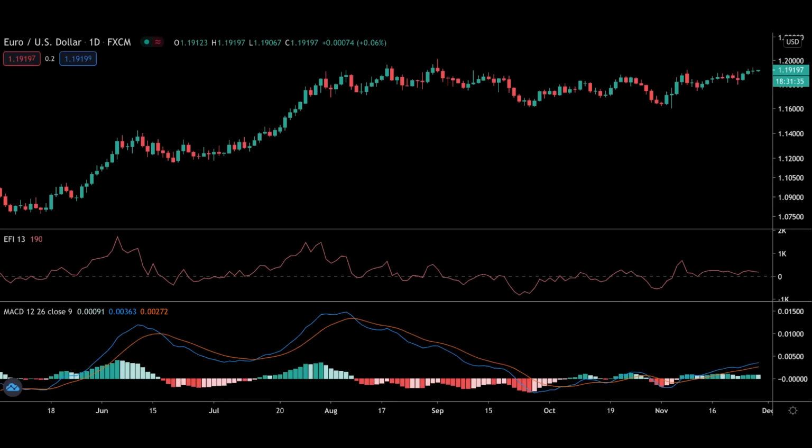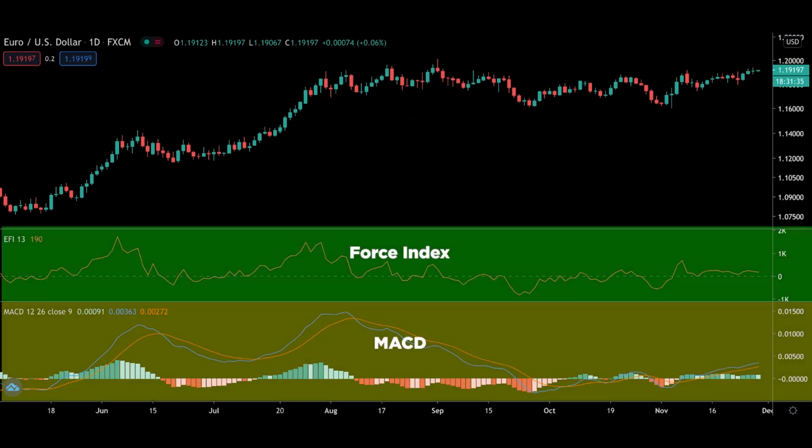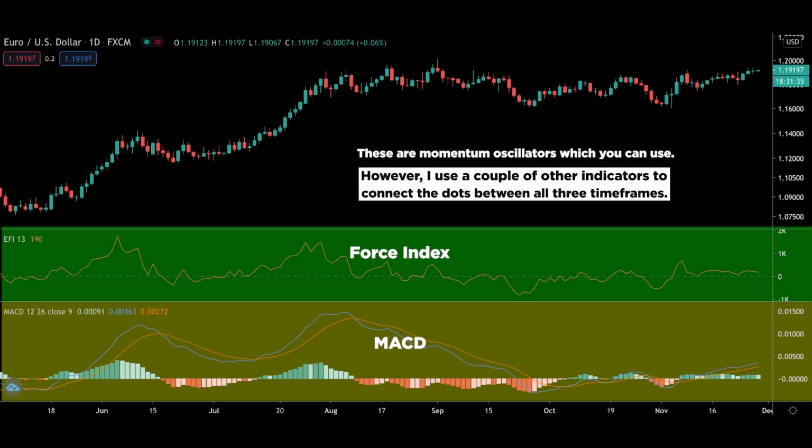Now let me show you how to use the triple screen. For this illustration, let's use the daily, H4 and H1 time frames. If you read Dr. Alexander Elder's book, Trading for a Living, he uses a combination of MACD and the Force Index in his original system. These are momentum oscillators which you can use. However, I use a couple of other indicators to connect the dots between all 3 time frames. I will cover this in steps 2 and 3, so keep watching to find out what they are.